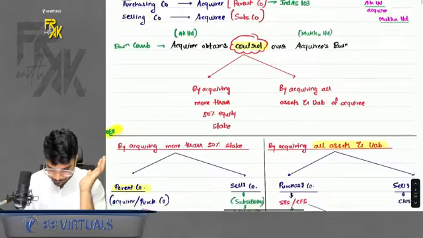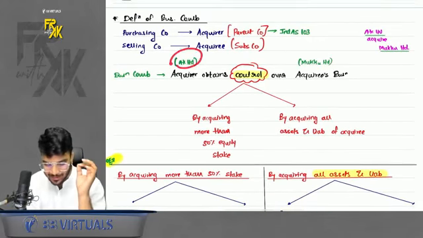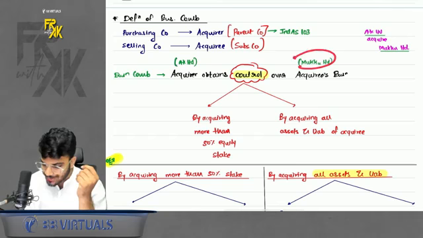For example, let's say that AK Limited is obtaining control over Mukku Limited. So who is AK Limited? AK Limited is the acquirer and Mukku is the acquiree.